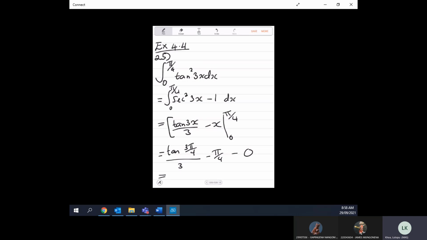Okay, tan of 3 pi over 4, what is that? Is it 1 or minus 1? 3 pi over 4 is in which quadrant? That's 45 times 3, 135 degrees. It's in the second quadrant, so it's negative. So I have negative 1 over 3, and then minus pi over 4. And then you can work that out on your calculator, whatever it is, that is your answer.